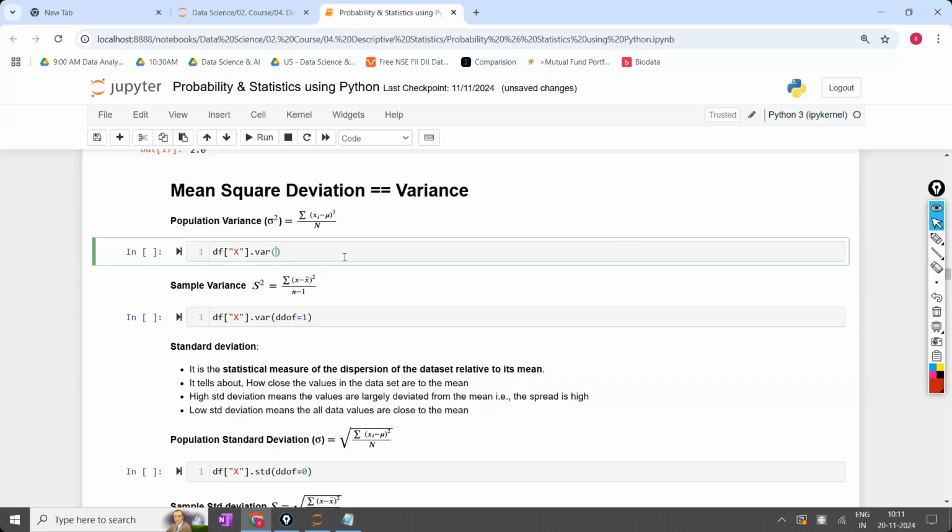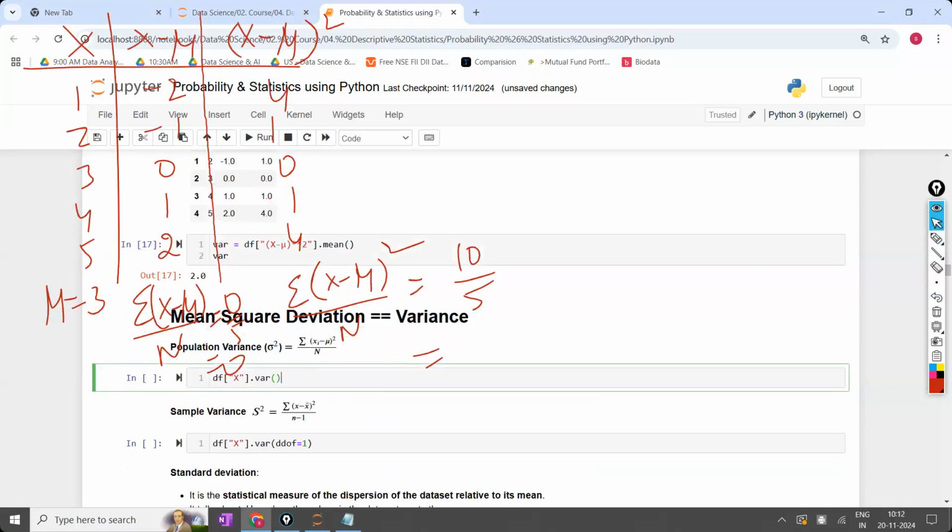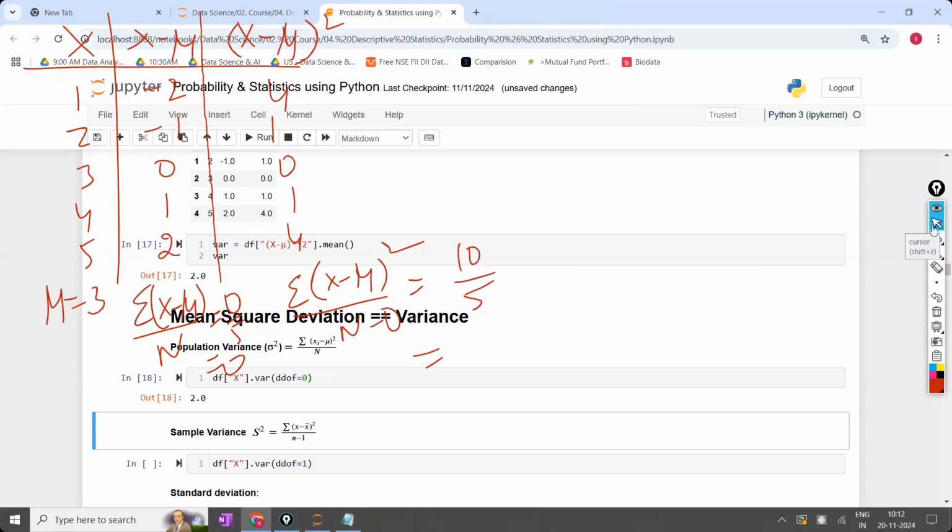Now in the variance, you are calculating population variance or sample variance. If you want to calculate population variance, the formula is sigma of (x minus mu) whole square divided by n. Here you have to write it in terms of DDOF equal to 0. What is meant by DDOF equal to 0? Degrees of freedom equal to 0 means n minus 0. So 10 divided by 5, and it is going to give the output as 2.